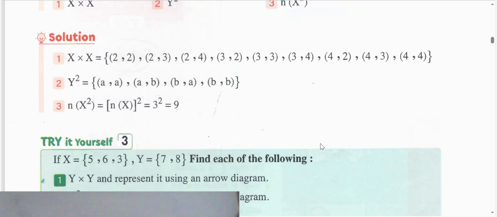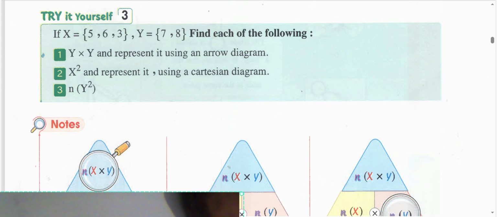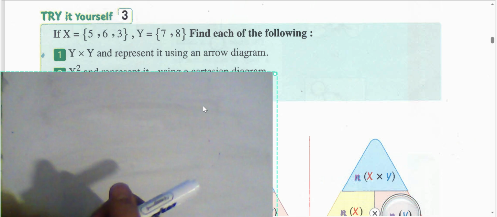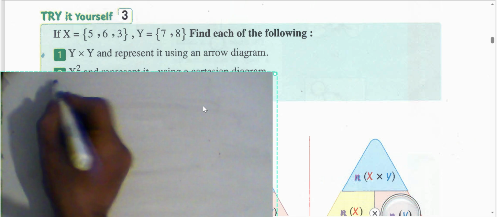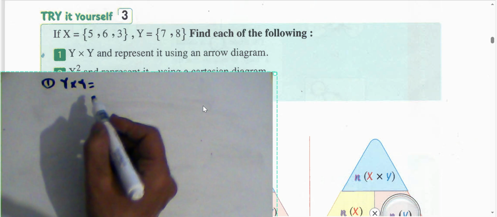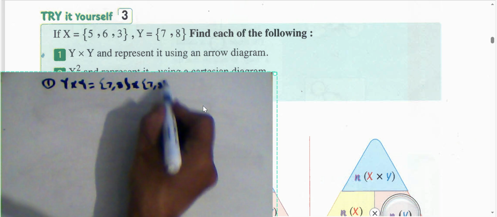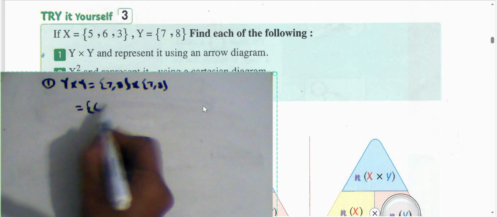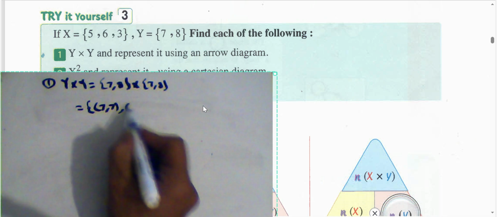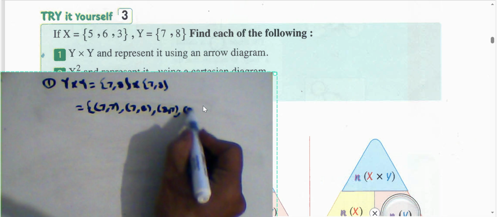Next question. I will solve question number 3 here with you. We have x equal 5, 6 and 3. You need to find x Cartesian product with y and then represent it using a diagram. First y by y. Write the elements of y, 7 and 8, Cartesian product with 7 and 8 also. And then use the distributive approach: 7 with 7, 7 with 8, and then 8 with 7, and then 8 with 8.